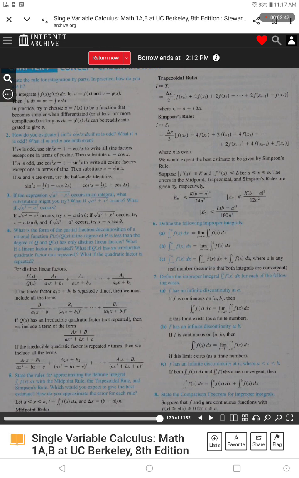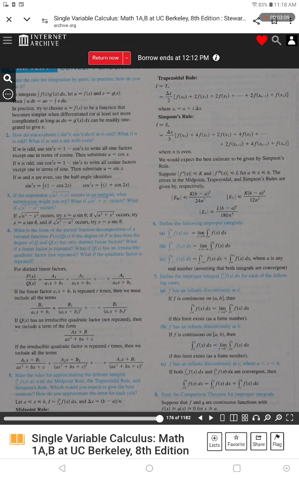If the expression the square root of a squared minus x squared occurs in an integral, what substitution might you try? What if the square root of a squared plus x squared occurs? What if the square root of x squared minus a squared occurs?